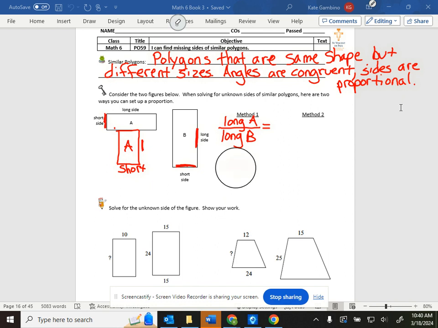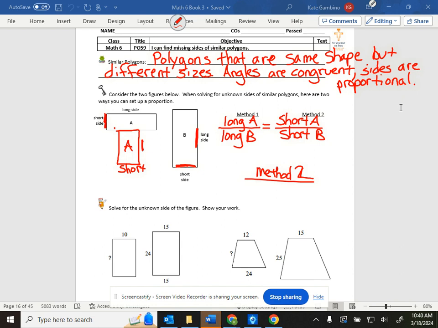So, you know what? I'm going to do it up here, and we'll do method 2 down here, because I just don't have enough room. So we're going to do method 1 on top, method 2 on bottom. So we have short A over short B.